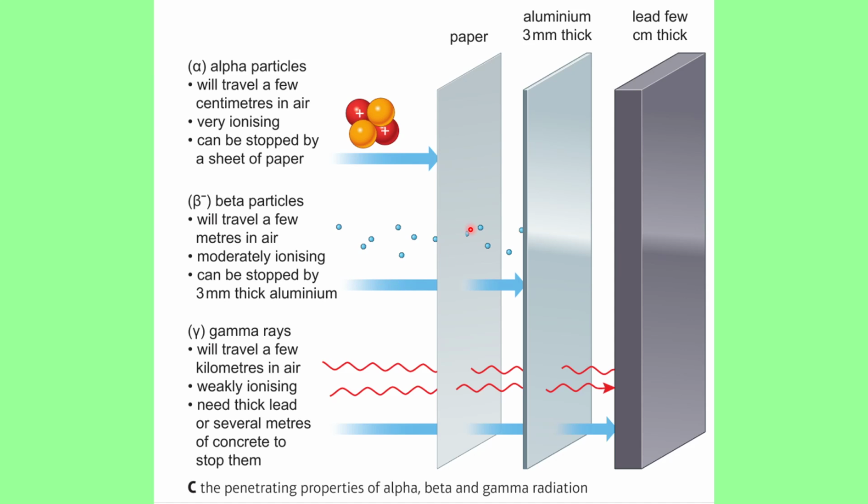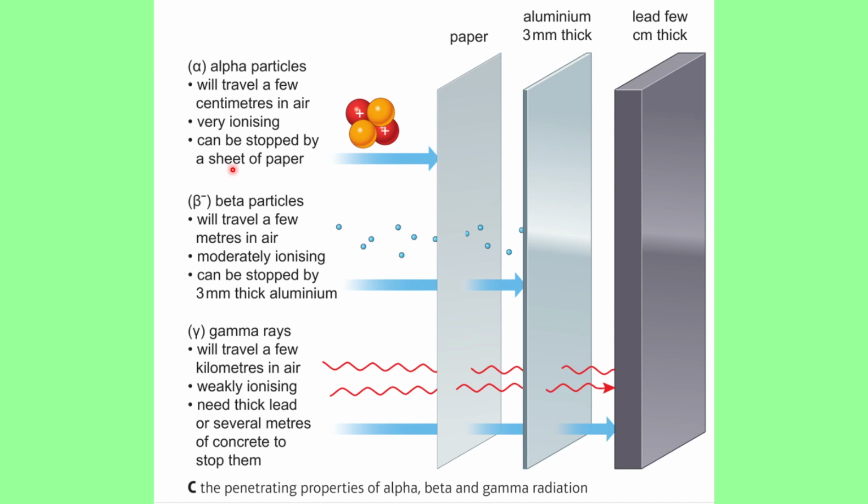Now this diagram here shows how penetrating alpha, beta and gamma are. Alpha, because it's highly ionizing, loses its energy very, very quickly. It's going to bump into the atoms, knock the electrons off and lose its energy very quickly. So alpha particles will only travel a few centimeters in air, and they can be stopped by a thin sheet of paper or just by your skin. So if you had an alpha source near to your skin, the skin would stop it getting into your body.